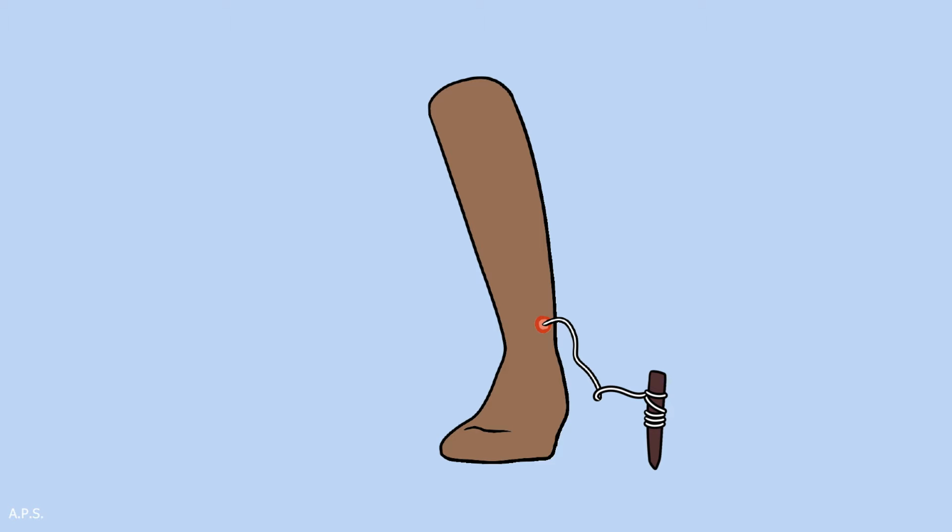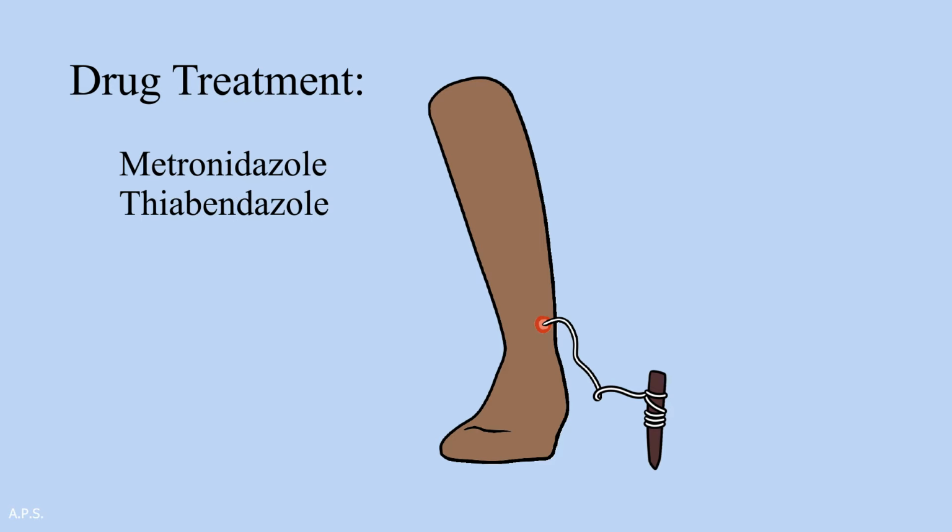Generally, this process takes a couple of weeks, and it comes with the possibility of secondary bacterial infections and other issues if the entire worm is not removed. The drugs metronidazole and thiopentazole should be administered to treat the infections caused by the worm, and additional anti-inflammatory medicines and antibiotic ointments can be used to reduce pain and further infections.